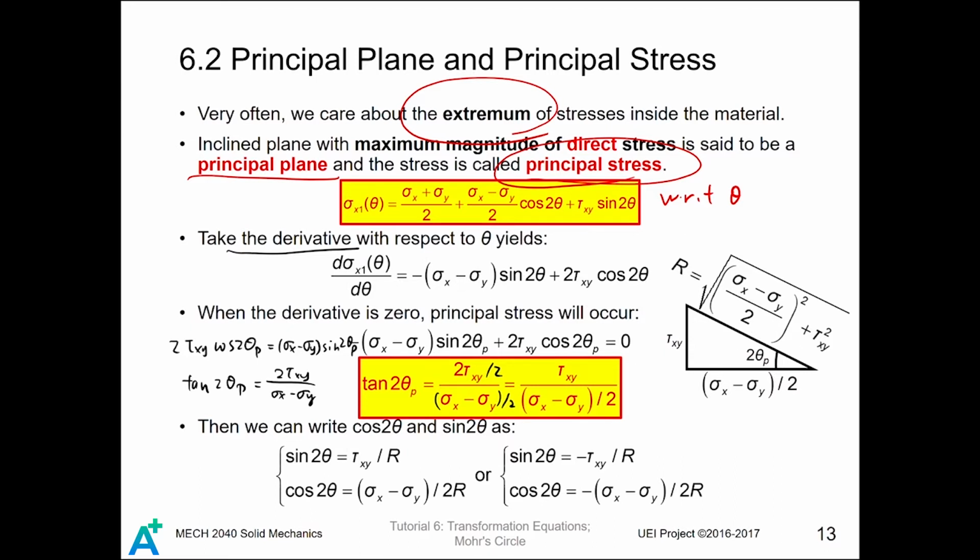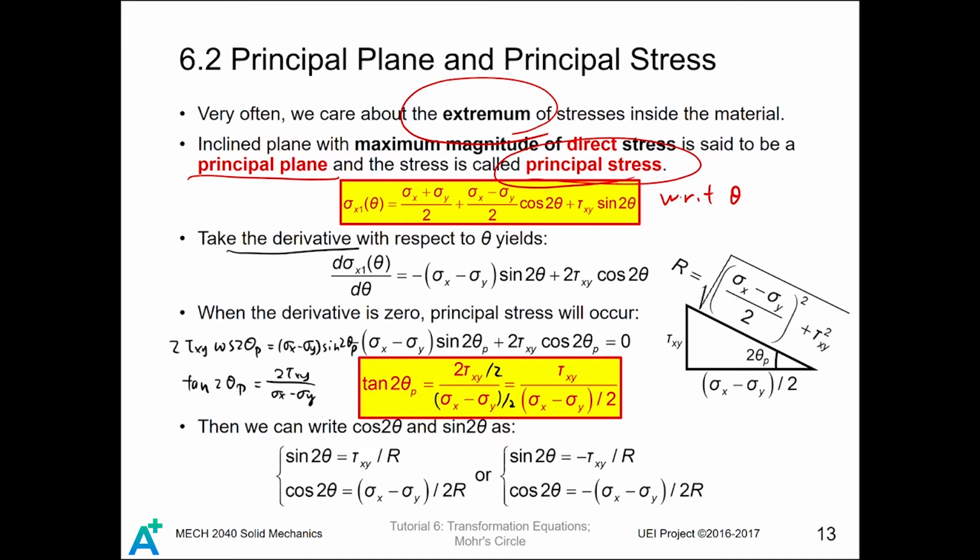Tangent theta equals tau xy divided by 1/2 of the difference of the direct stresses, sigma x and sigma y. Then, by Pythagoras theorem, we can find R. The reason why we name it R will be discussed a little bit later, but at this moment, just remember that R is a quantity which represents the hypotenuse of this right angle triangle.